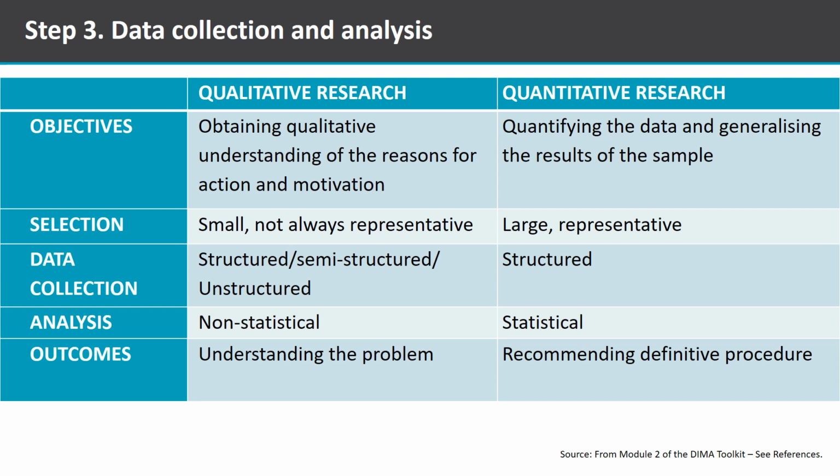You will see the objective of qualitative research differs from the objective of quantitative research. You will see that the selection process, identification of samples, is not the same for each. You will see that while there is some overlap, there is also a difference in the ways in which the data is collected, and there is difference in how the analysis is done. The outcome will be that qualitative research will help us in understanding the problem, whereas quantitative usually focuses on recommending a definitive outcome or procedure.